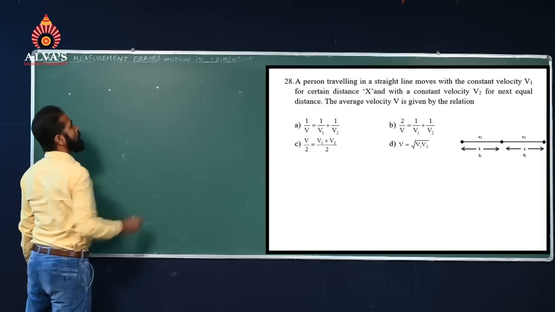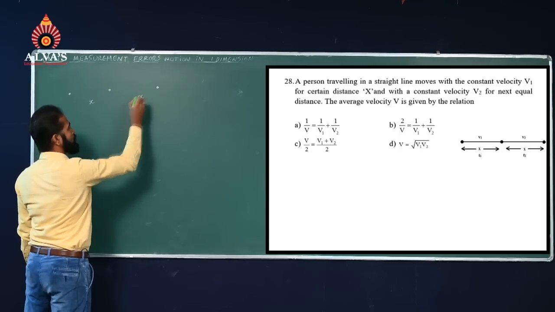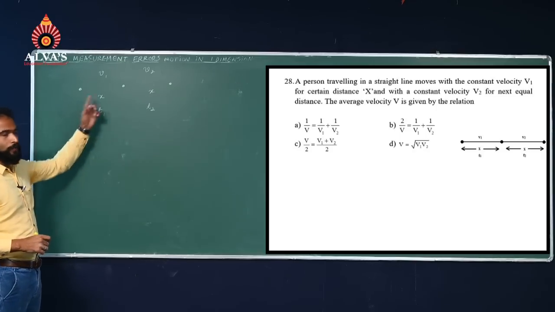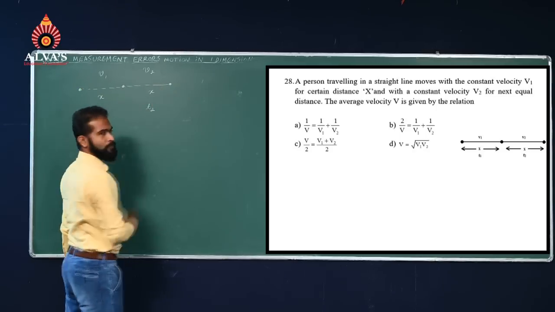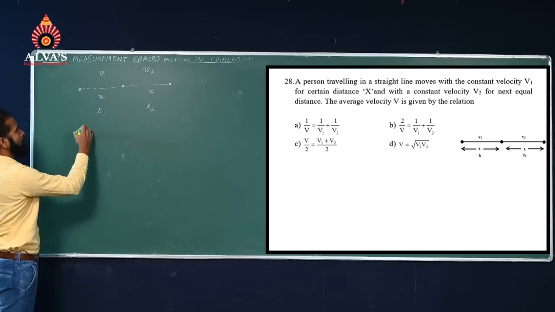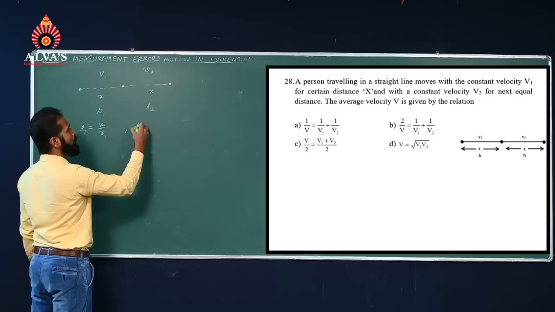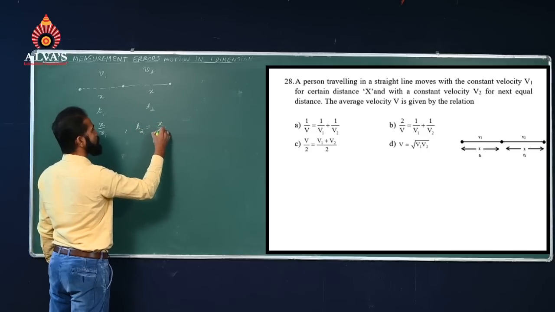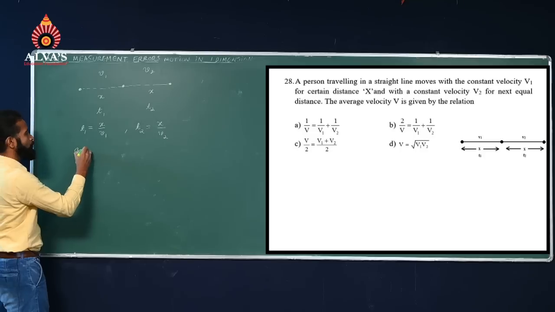So the total traveled distance is divided into two parts. First part is x, second part is also x. What is asked is the average velocity between these two positions. So I can write here time t1 is equal to distance x divided by v1, and time t2 can be written as distance x divided by v2. But what is asked is average speed.